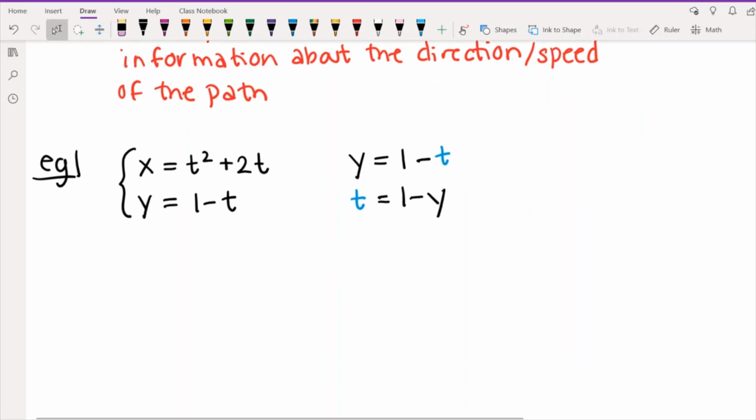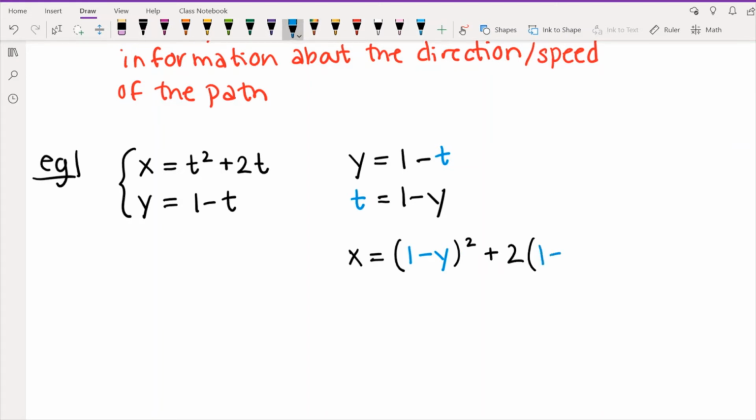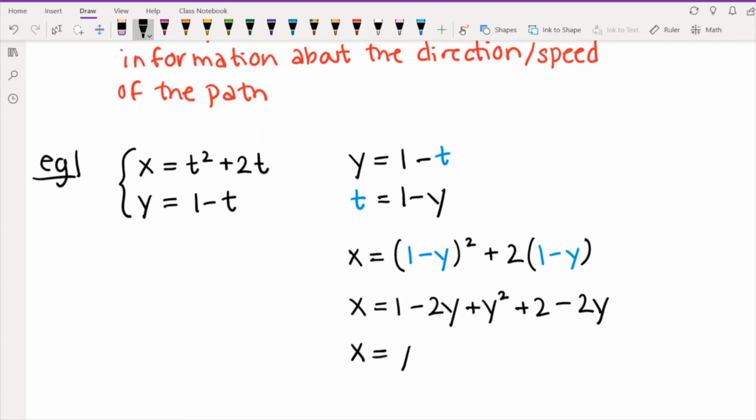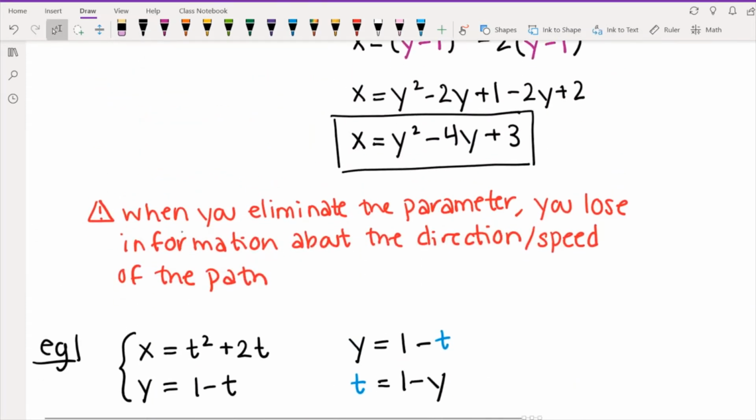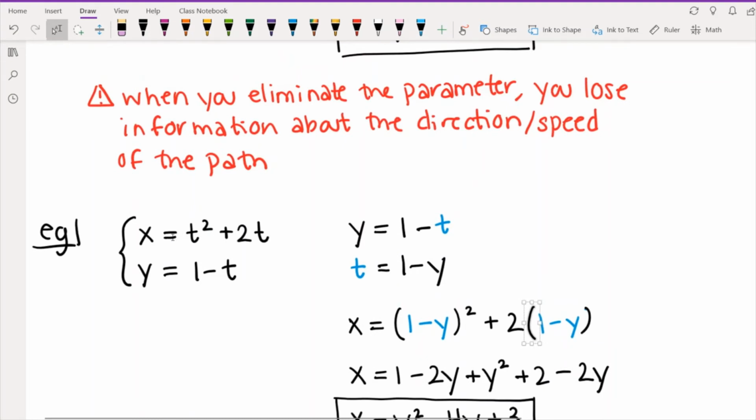And then if we take that and put that into our x equation, we would have x is equal to (1 minus y) squared plus 2 times (1 minus y). So what does this come out to be? Well, we have 1 minus 2y plus y squared plus 2 minus 2y. And so we get x is equal to y squared minus 4y plus 3. So it matches exactly with the one that we found above. It's the exact same equation, the same parabola. But that ignores the fact that the path was actually traced out in a different direction in these two examples.